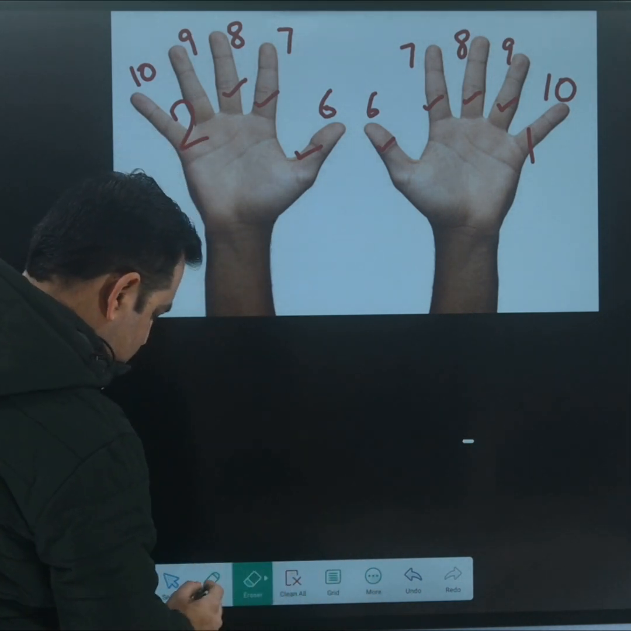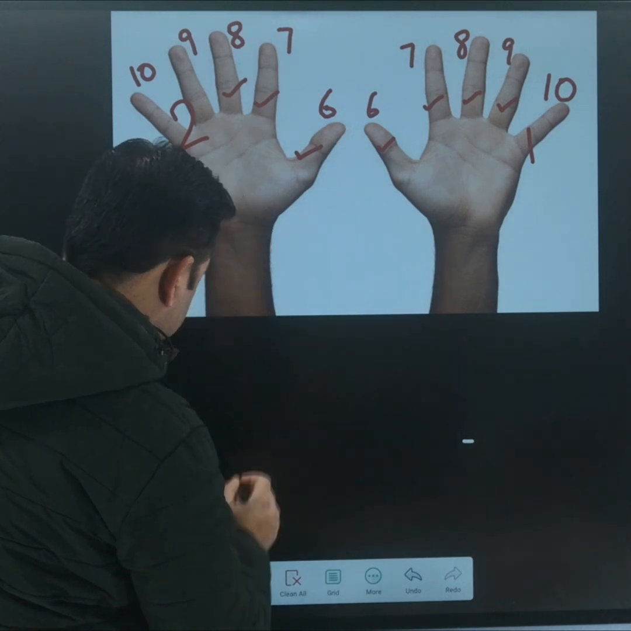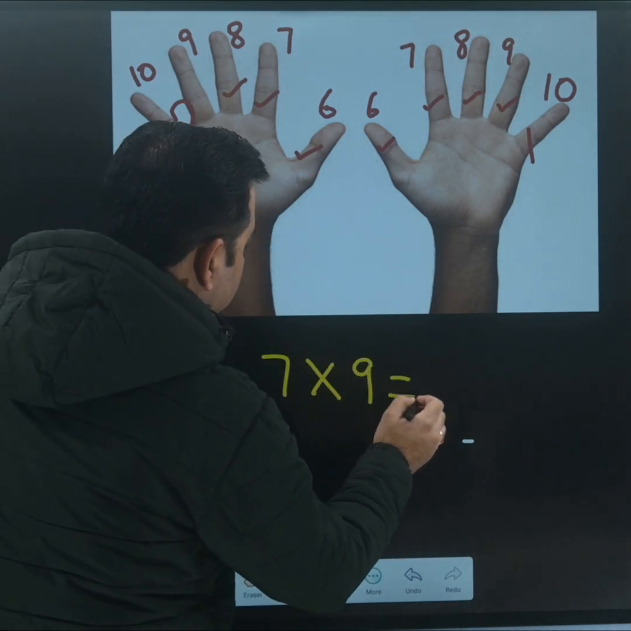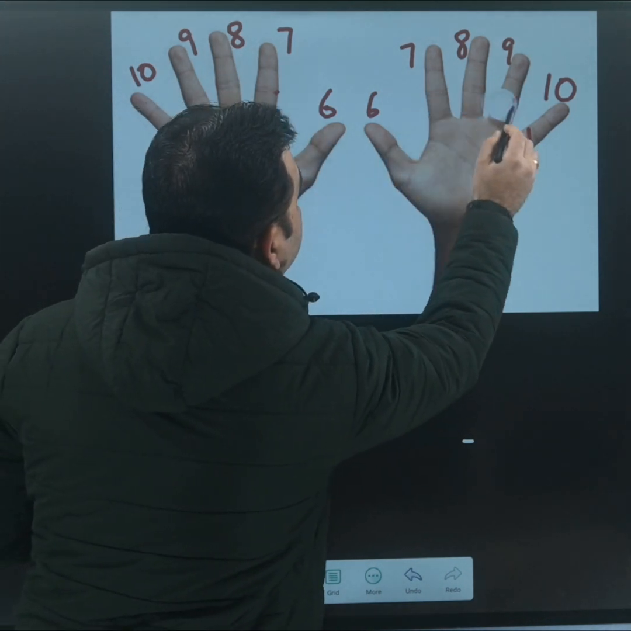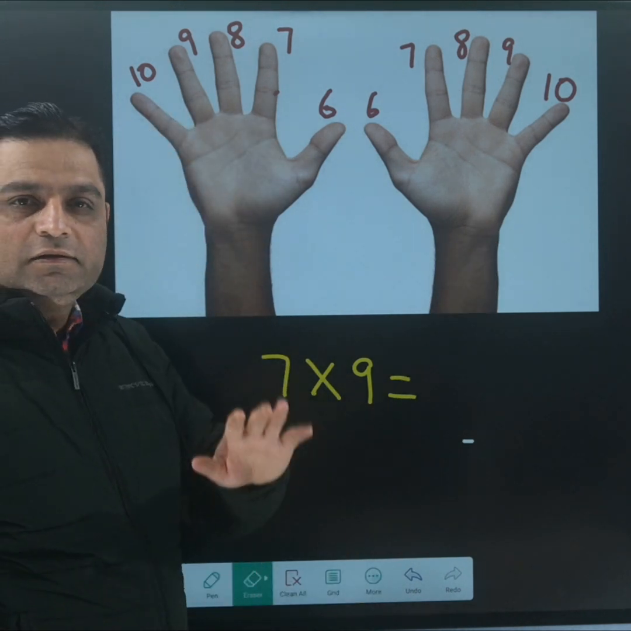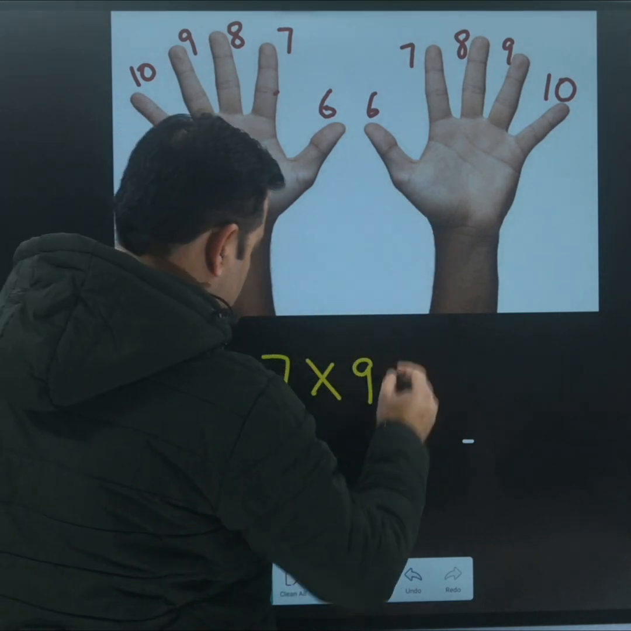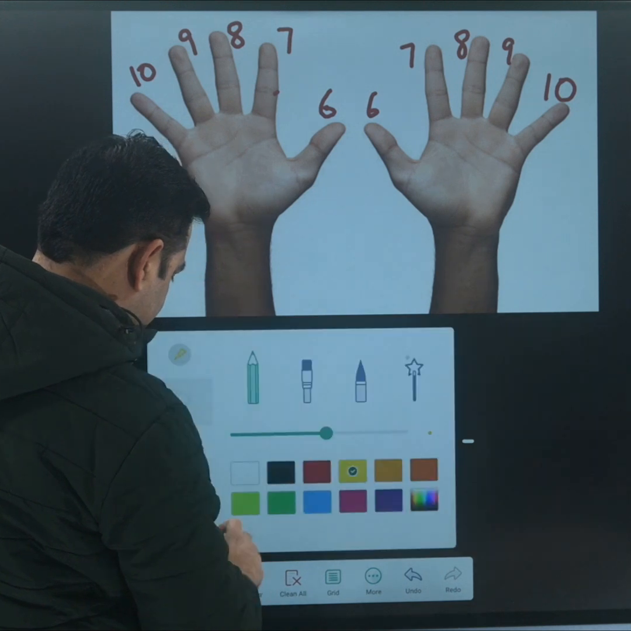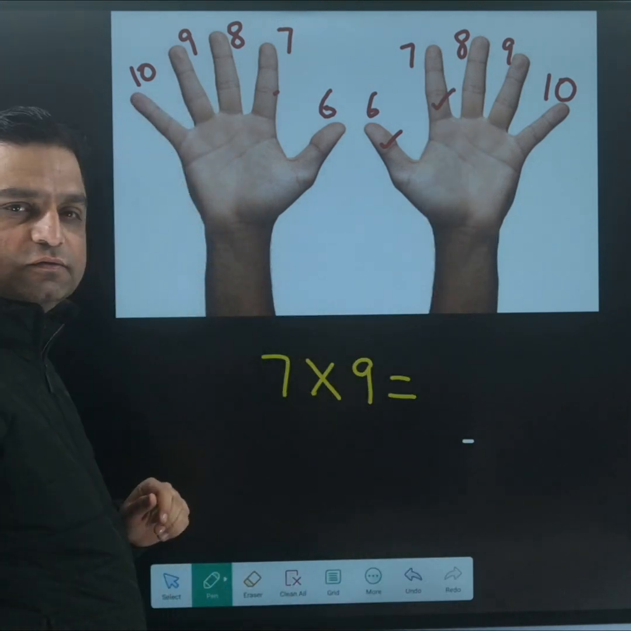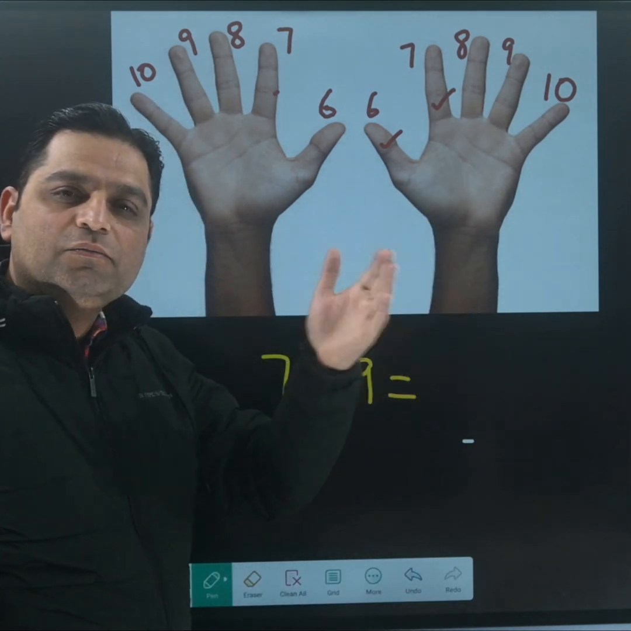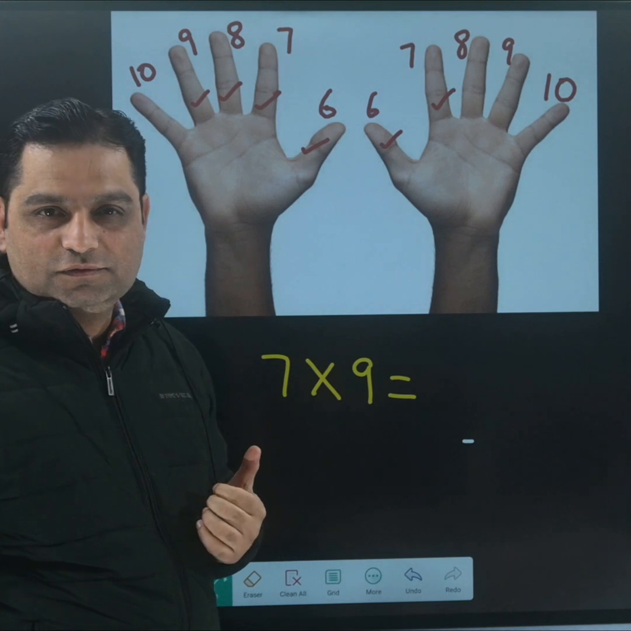Let us suppose the number is 7 times 9. Which number is there? 7 times 9. Let me just clean this work. Now 7. 6 and 7. 2 fingers are used for this 7. Okay. Fingers used are these 2. 6 and 7. 2 fingers are used. For 9, from the other hand, how many fingers are used? 1, 2, 3, 4. 4 are used.